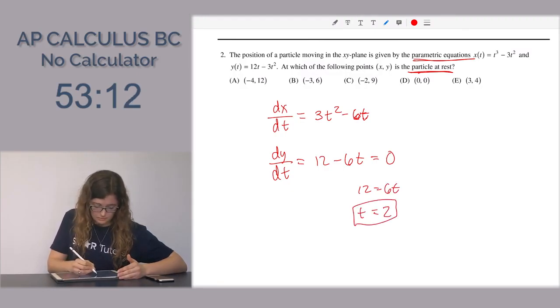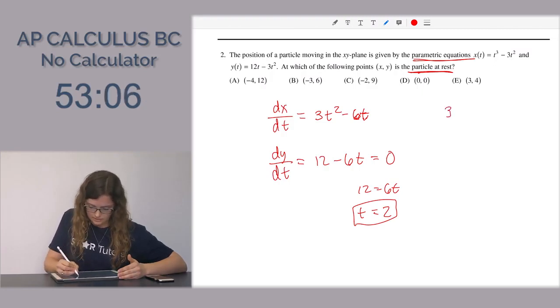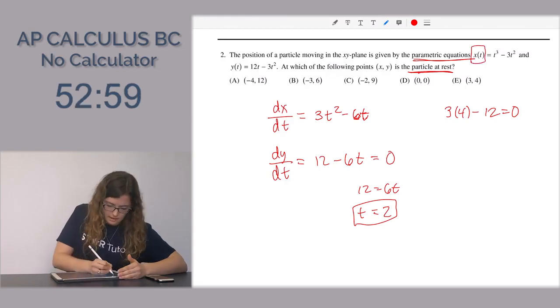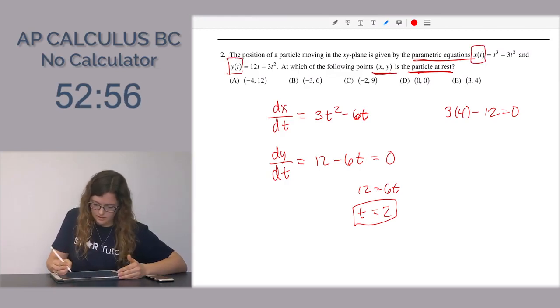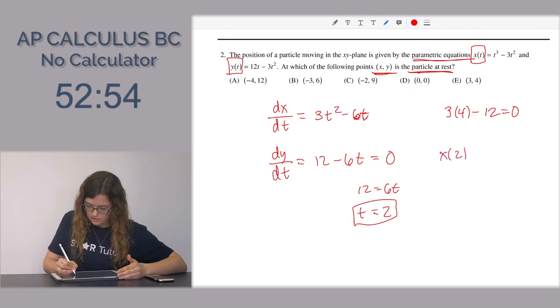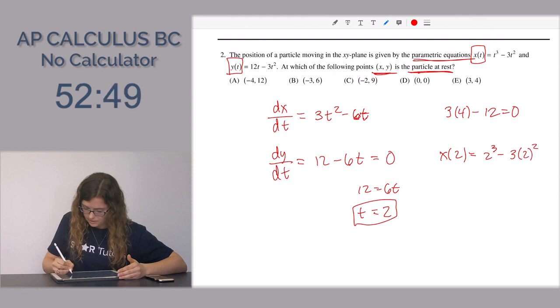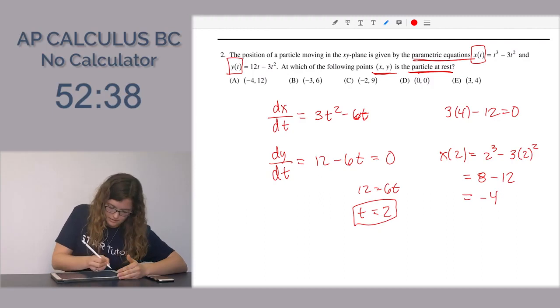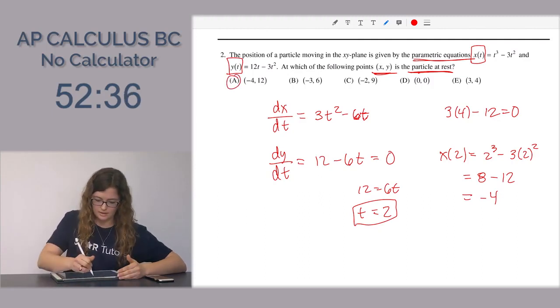I assume if I plug time equal to 2 into the x one, I would also get 0, hopefully. We'd get 3 times 4 minus 12. Yeah, that would be 0, so that's good. So I want to plug time equals 2 back into my x and my y to get my x, y point. x of 2 is going to be 2 cubed minus 3 times 2 squared. That's 8 minus 3 times 4, which is 12. 8 minus 12, negative 4. So the x one is negative 4 already. There's only one answer with x equal to negative 4, so that's got to be it, A.